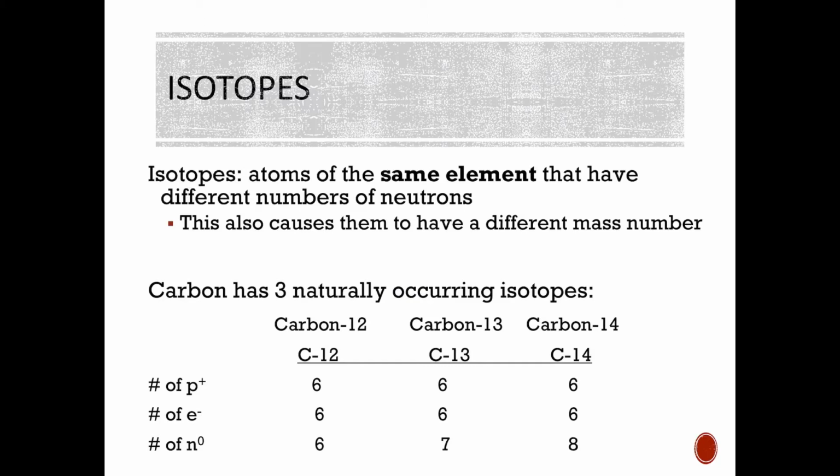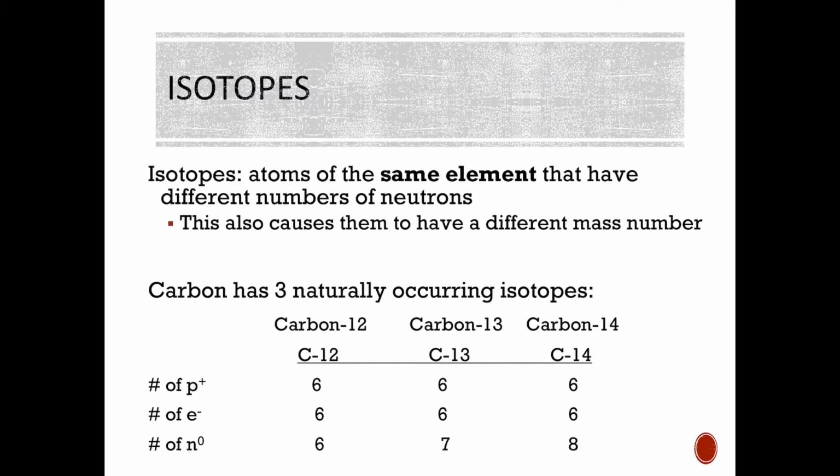Isotopes are atoms of the same element that have different numbers of neutrons. So if you'll recall from last time, we talked about John Dalton's postulates about the atom, and one of those was that atoms of the same element will have the same mass, and that would be characteristic of that element. Well, that's not quite right. Atoms of the same element have the same number of protons, right? Remember last time we talked about the fact that protons identify which element it is. But atoms of the same element can have different numbers of neutrons.